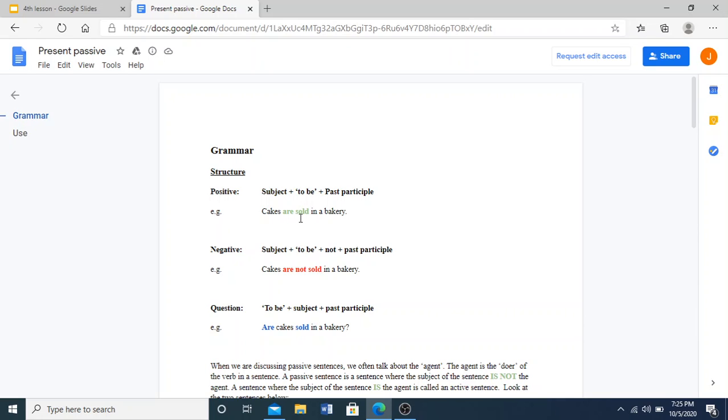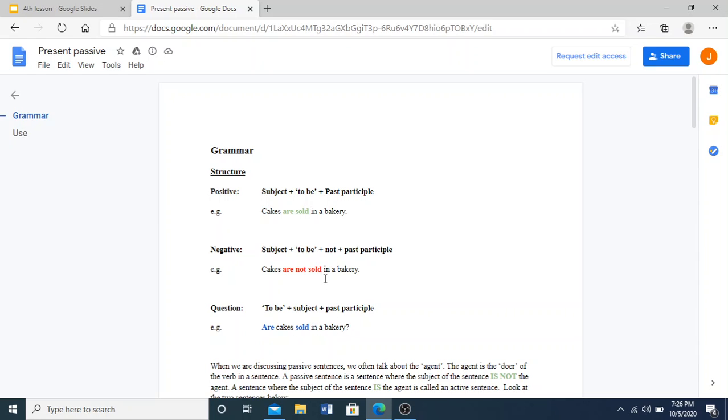Example, cakes are sold in a bakery. Cakes is the subject. To be is are. The present form of be is are, and the past participle is sold. So this is a positive sentence. Cakes are sold in a bakery. The negative sentence is, cakes are not sold in a bakery. And to form the question is, are cakes sold in a bakery?